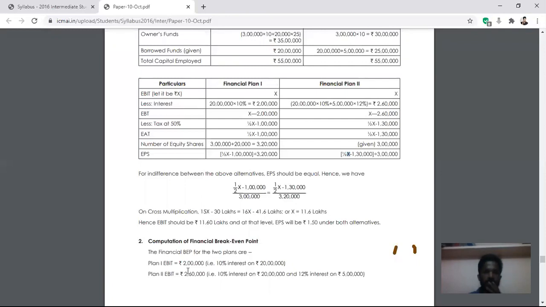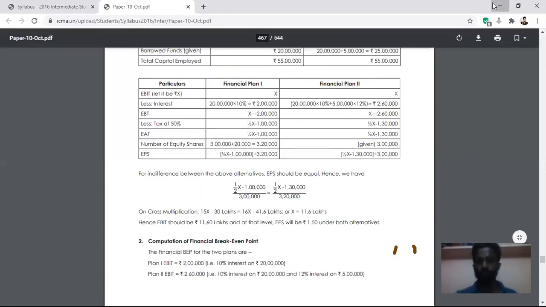Here, the financial break-even point for plan A is EBIT equal to 2 lakhs, because if you get 2 lakhs as EBIT, you can pay your interest amount. So that is the financial BEP. Whereas for plan B, interest itself is 2 lakh 60,000, so you should have EBIT of 2 lakh 60,000 in order to break even financially. So that is called the financial break-even point. Just take down this problem in your notes. That is problem number 10.